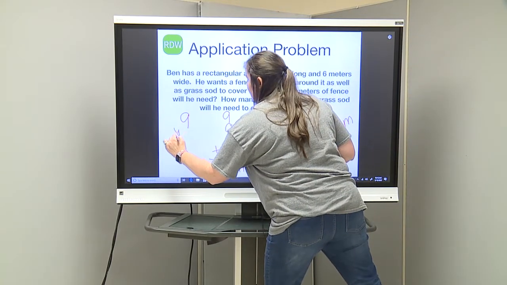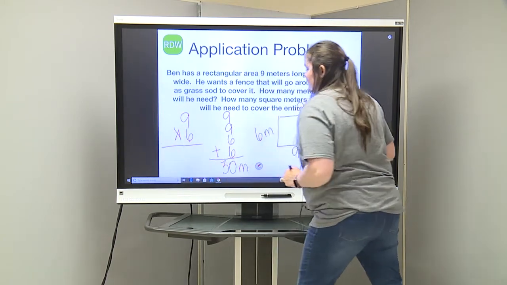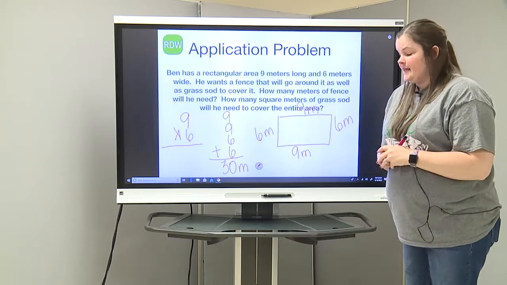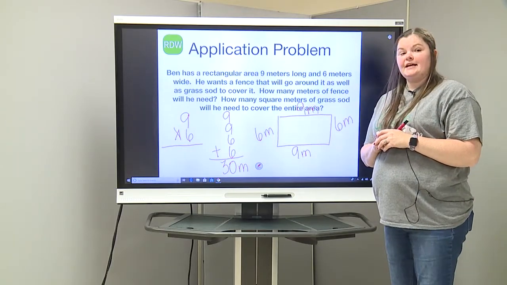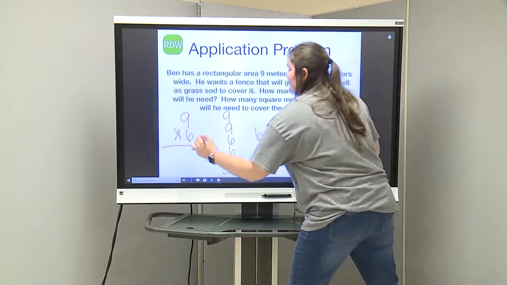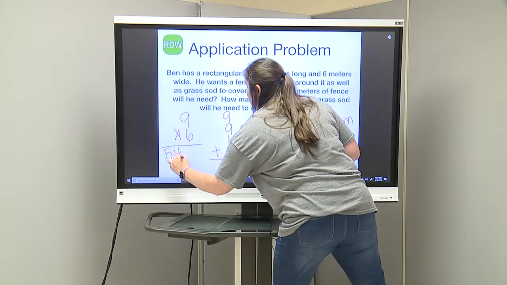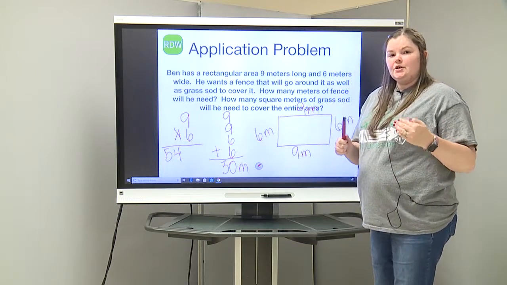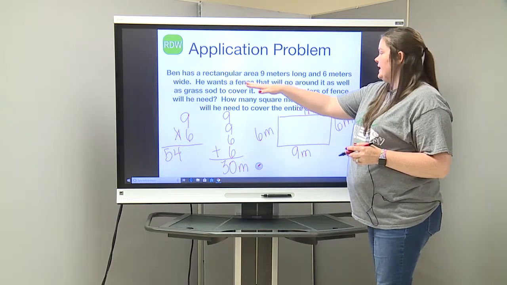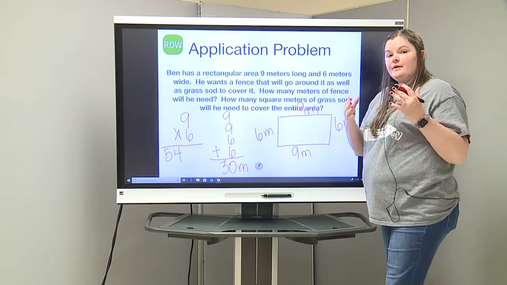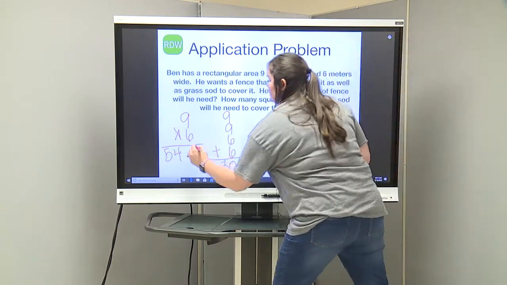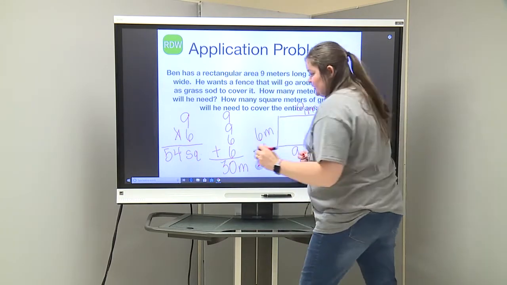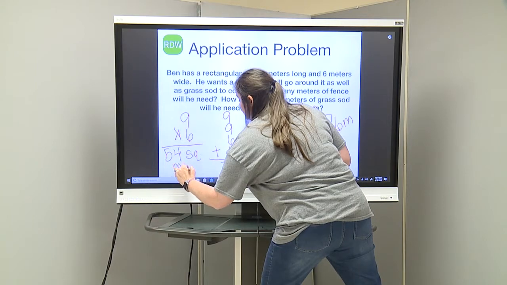So that's going to be 9 times 6. So think about your multiplication fact families, and let's think about 9 times 6. And 9 times 6 is going to give me 54. Now, whenever we're talking about area, it's always going to be in square units. So if this particular unit is meters, the measurement would be 54 square, and I'm just going to abbreviate that, SQ, square meters. Just squeeze that in down there.